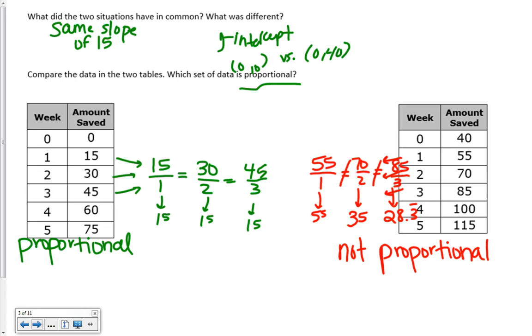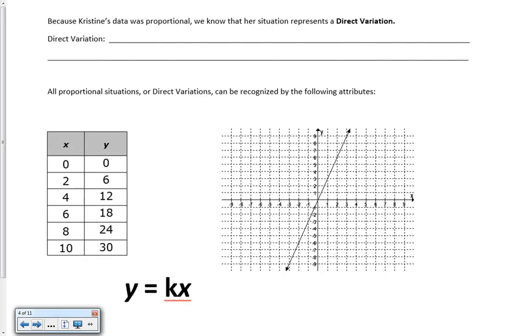Just like you've got quadrilaterals, right? Quadrilaterals have four sides. We've got squares, but we have not squares. Just because it's not a square doesn't mean it's not a quadrilateral. So we've got proportional and non-proportional linear functions, okay? So because Christine's data was proportional, we know that her situation represents a direct variation, okay? This is just a special type of linear function.